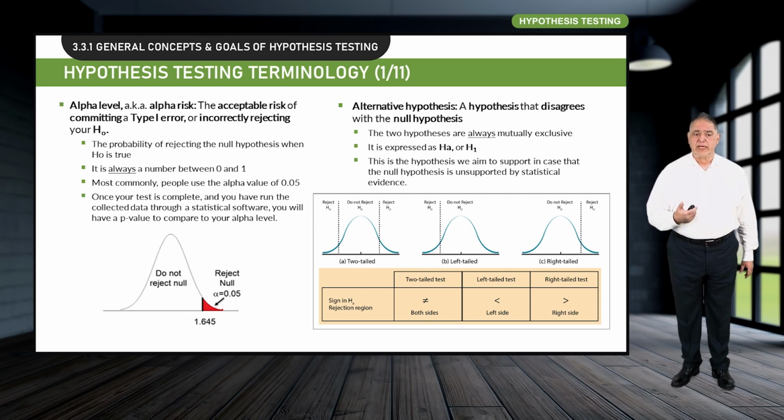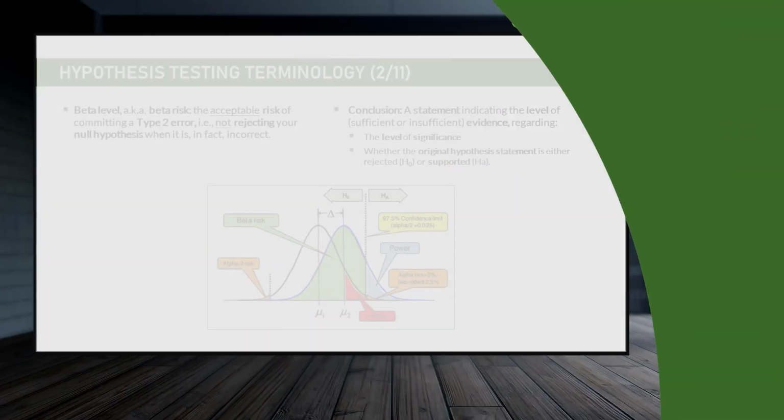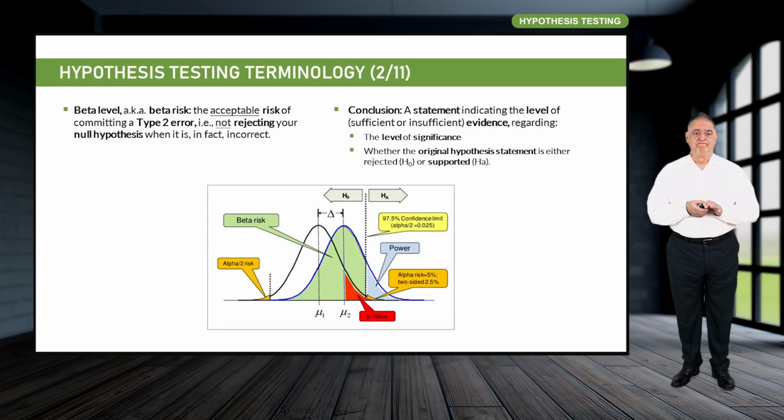So, two types of risk. We have alpha risk, and we're going to talk about beta risk. And we have two types of hypotheses, the null hypothesis associated with the status quo and the alternate or alternative hypothesis. Beta risk or beta level. This is the acceptable level of risk of committing a type 2 error, as we call it. In other words, not rejecting the null hypothesis when the null hypothesis is in fact unsupported by statistical evidence.